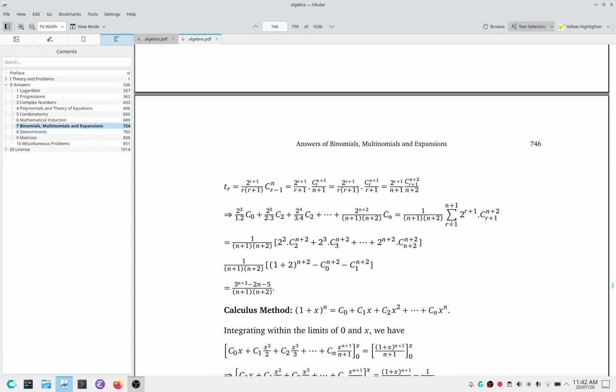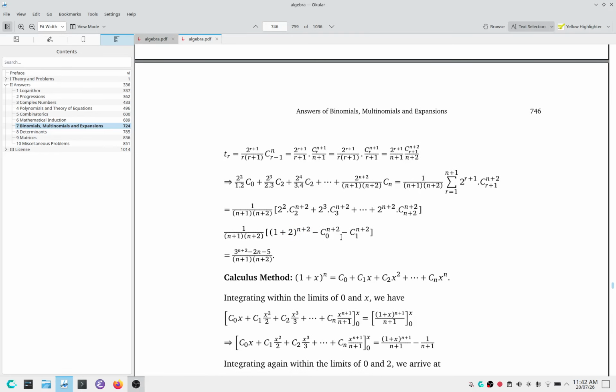And then we vary r from 1 to n plus 1, and then this becomes the right hand side. We substitute finally. No, we don't substitute. This becomes 2 square n plus 2 C2 plus 2 cube n plus 2 C3 up to 2 to the power n plus 2 n plus 2 C n plus 2. And so, hang on, from where this came. Okay, this comes from this only, okay?